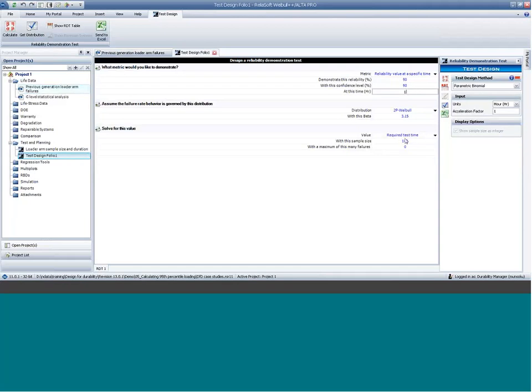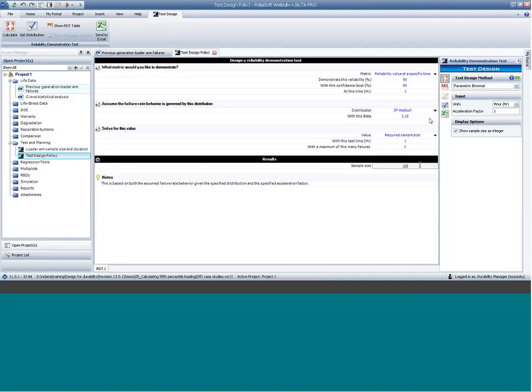Now, this says, let's calculate what's the required sample size if I run for one life. In other words, to prove R90, C90, by running one life, how many samples do I need? Run this, and it says 22 samples. That may be a familiar number for you if you've looked at some statistics previously. So for a reliability of 90% with a confidence of 90%, we have to test a lot of parts if we're only going to test to one life.